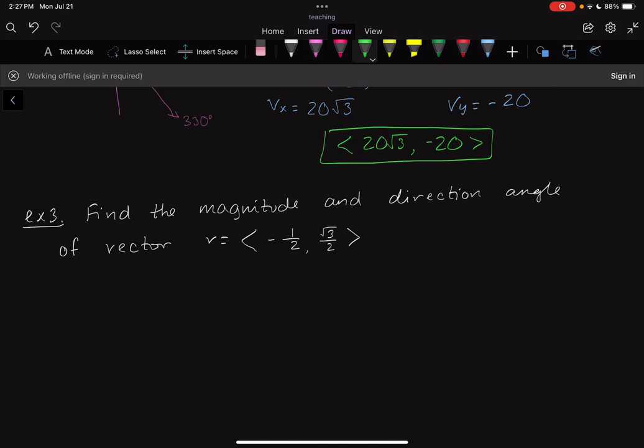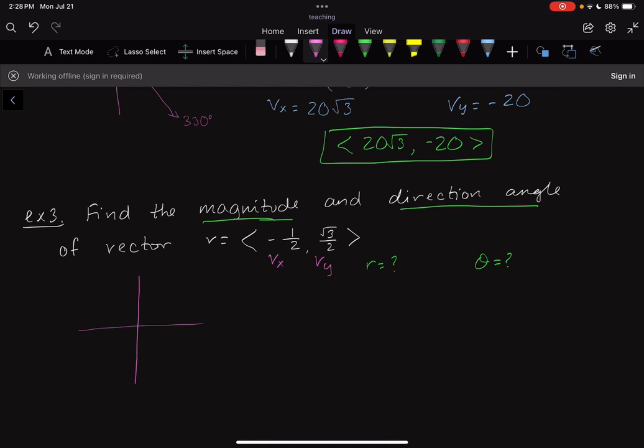So I'm looking for magnitude, so that means I'm looking for r, and I'm looking for the direction angle, so that means I'm looking for theta. I've been given component form, which means I've been given Vx and Vy. So I still would like to draw this, at least to get an idea of what quadrant I should be in.